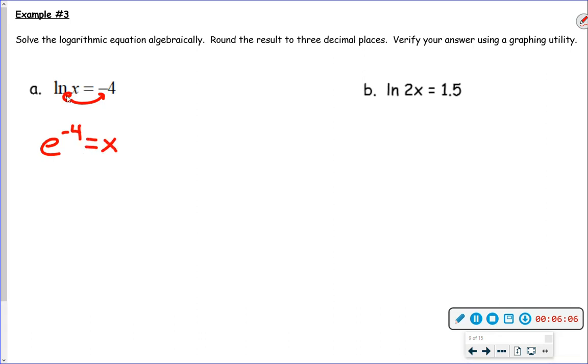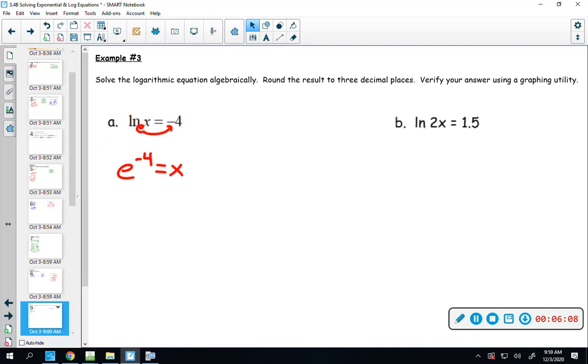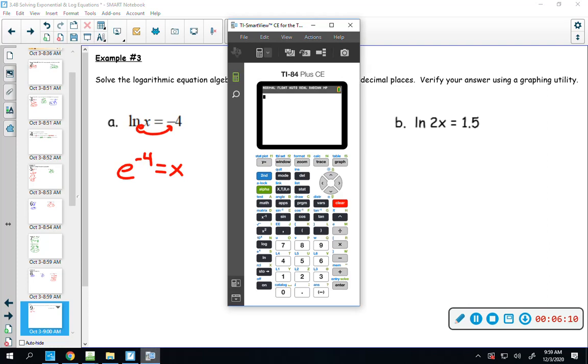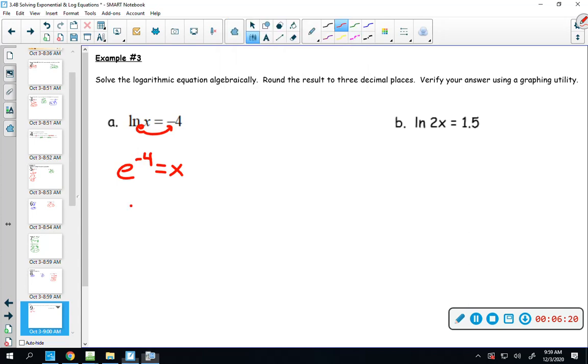Now, we've seen it before, but just to remind you, I'm going to pull up my calculator just to show you how to type a couple of them in. e, you're going to have to hit second, ln. And I'm just going to hit my exponent at negative 4. And there we go. We're going to round to 3 decimal places, so I'm going to write that as 0.018.